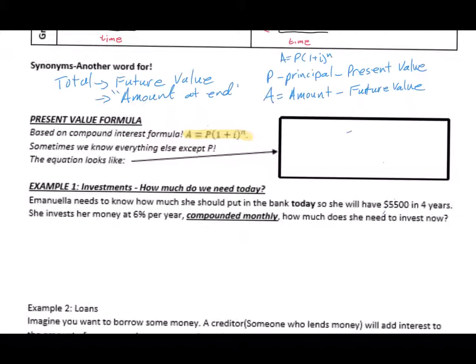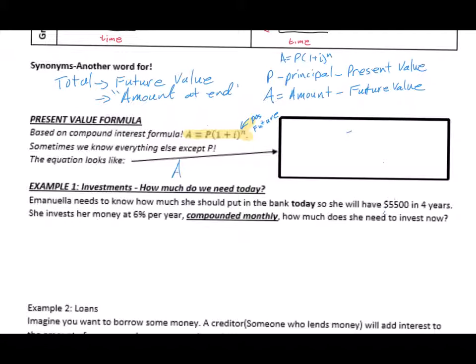Now, this one is a forward-thinking type of calculation because if you think about it, we could think of this n value as positive. This is a future calculation. Now, if we wanted to find something that was going back in time, you have to consider something.